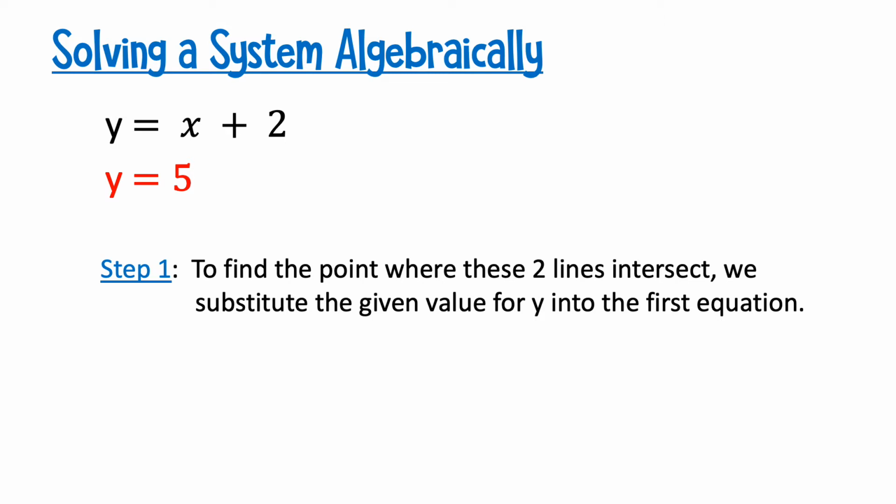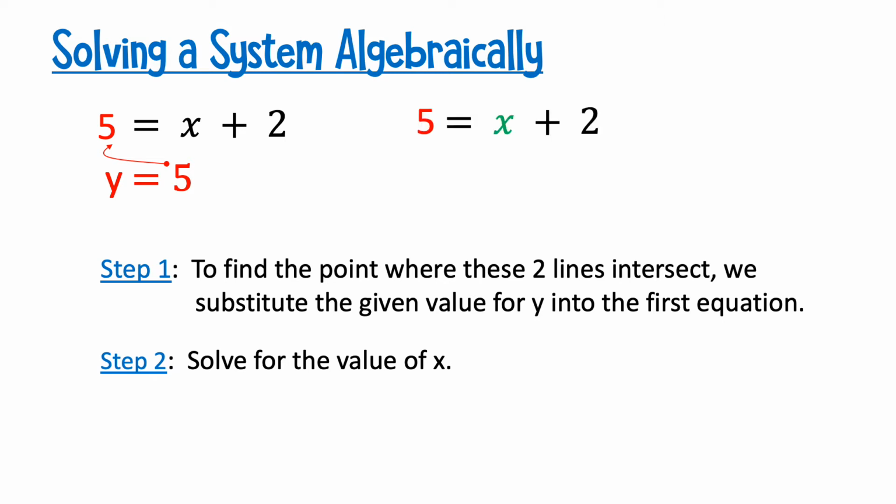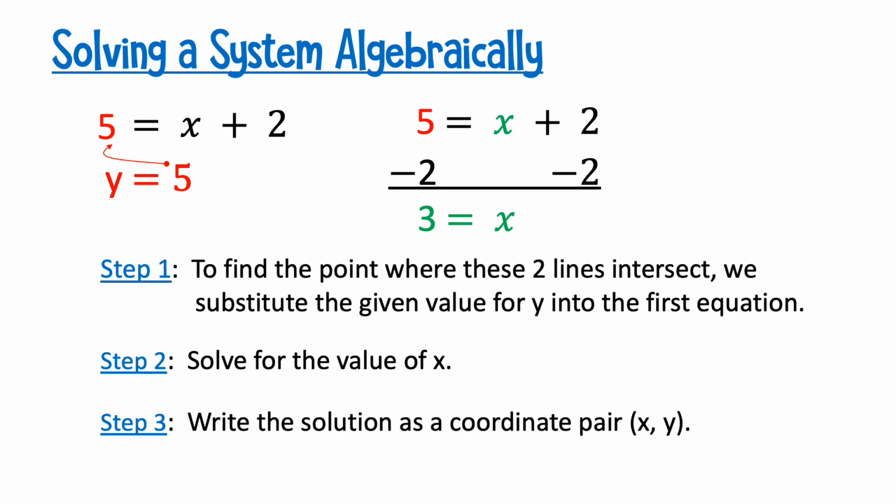We're going to take that value of 5 and substitute it over the y. So instead of saying y equals, we'll say 5 equals x plus 2. In the next step, we're going to solve for x. So we set up 5 equals x plus 2. Subtract 2 and x equals 3. Finally, we write our solution as a coordinate pair, x comma y, so we write it as 3 comma 5.